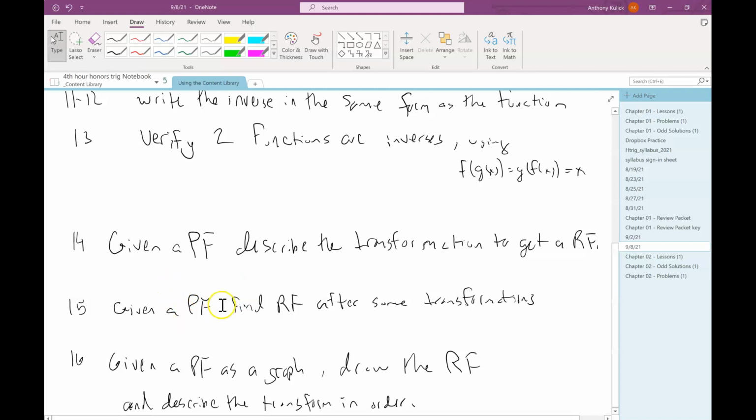There'll be 1 question where I give you the parent function and ask you to find the new resultant function after some specified transformations. And then the last one is I'll give you the parent function as a graph and ask you to draw the resultant function and describe the transformation in order. So like, okay, what did this do? It went left 5 and vertically stretched and so on. That's what I mean by describe the transformation.